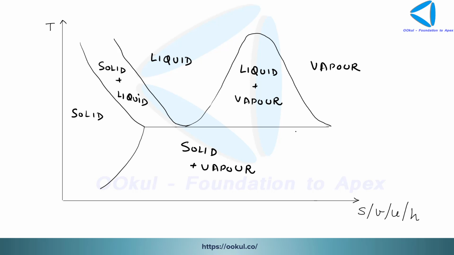Okay, and this line is known as the triple point line. Triple point means that condition at which all three phases of water or any substance, the solid phase, the liquid phase and the vapor phase, coexist. So that is known as the triple point condition. So this is the triple point line. Please remember that in the TS curve, TV curve, TU curve, TH curve, whatever sort of curve we talk about, we have the triple point as a line.